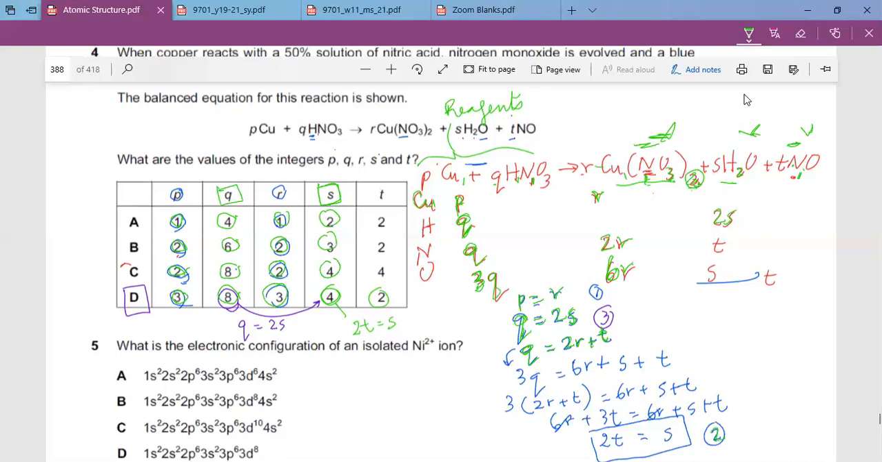Here 1 mole is 1, so S moles is S. Here 1 mole is 1, so T moles is T. So it's all here. It's 3Q equals 6R plus S plus T. So I'll try to eliminate some of these. I'm going to substitute here. Put Q inside here. So it's 3 times Q, which is 2R plus T, equal to 6R.